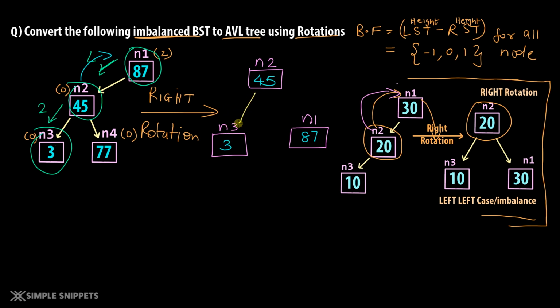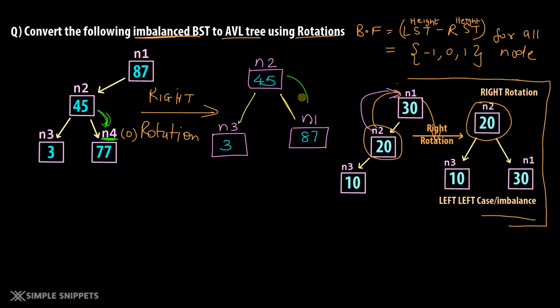So now we've done a basic right rotation, but you can see we still have one more node, N4. So where does this go? Now in the original tree, N4 was towards the right of N2. So after the rotation also, N4 needs to be towards the right of N2. And of course, since N4 is greater, that is 77 is greater than 45, it is obvious that it will be towards the right of N2. So that hierarchy or that relation has to be maintained over here also.